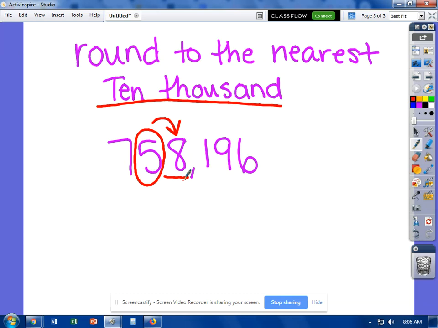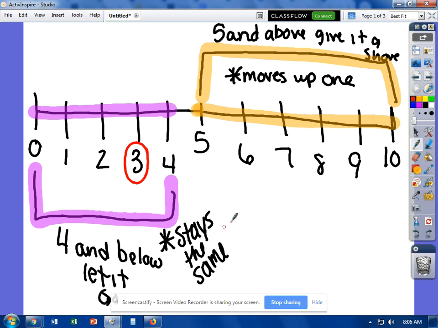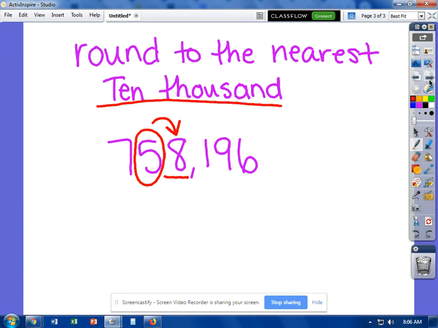So we need to figure out what category our 8, our underlined number, is in. Is it in the 4 and below let it go category or the 5 and above give it a shove category? Let's go back to our number line and find 8. Here it is. Our 8 is in the 5 and above, give it a shove category. That means our 8 is going to tell our 5 to move up and get bigger, to grow.